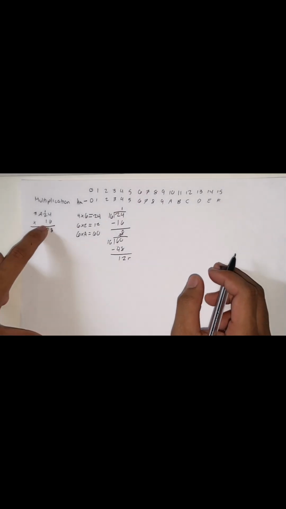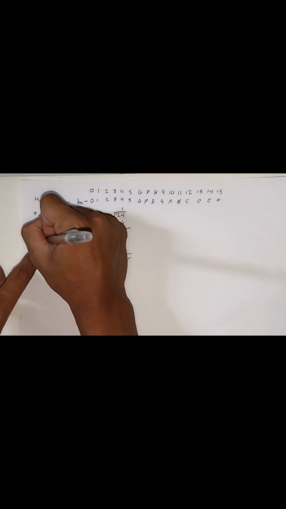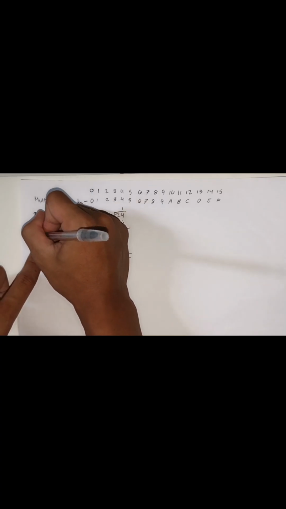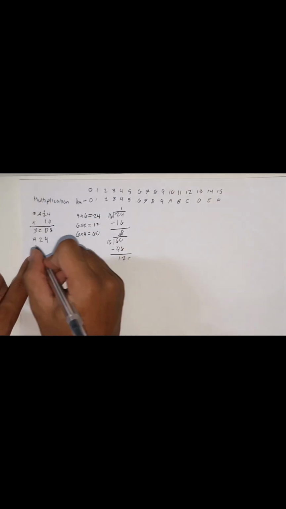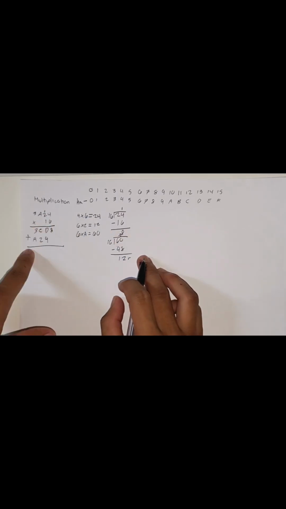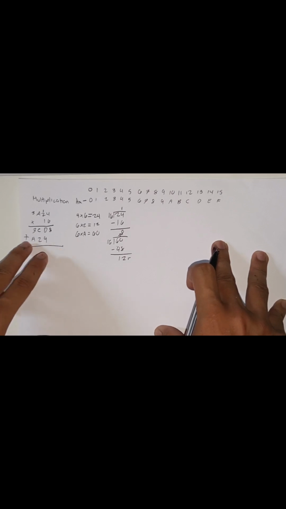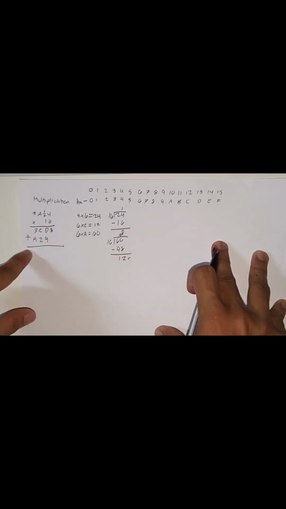Then let's move to the next one, which is 1 times 4, which is 4. It's basic, so there's no need to explain more. So here is the multiplication answers, but we did not finish yet, so we need to apply the addition.